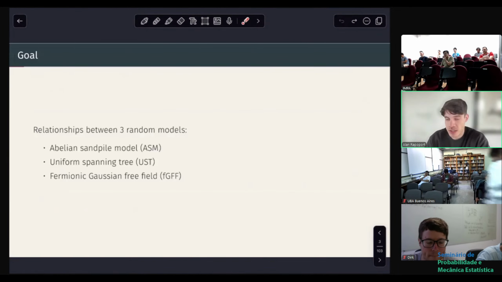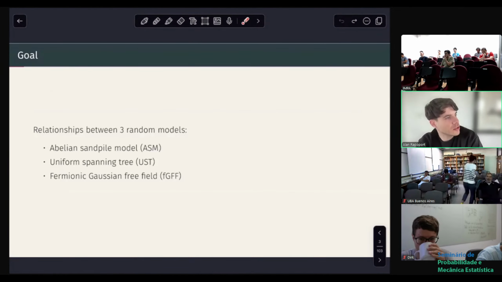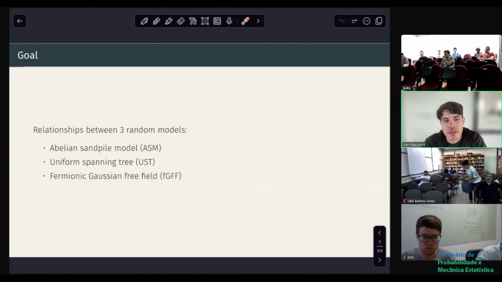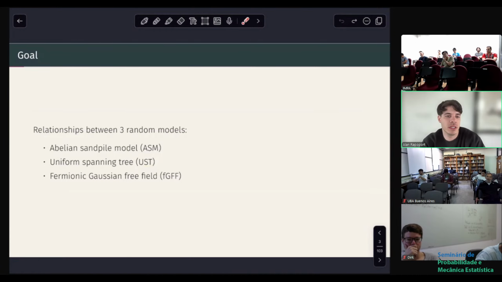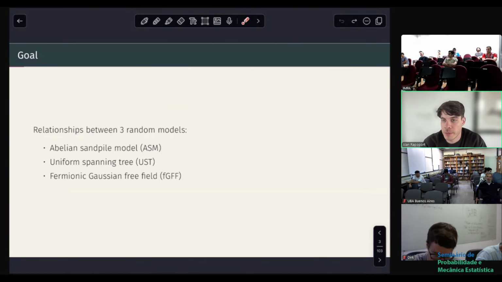So in essence, in some way, probably it's not the only way that we can see this work, but in some ways, a relationship between 3 random models, which are the 3 that we have over here. Most likely, most people here might be familiar with the UST, but not necessarily with the other 2. So no worries, because I will give a brief recap about them.